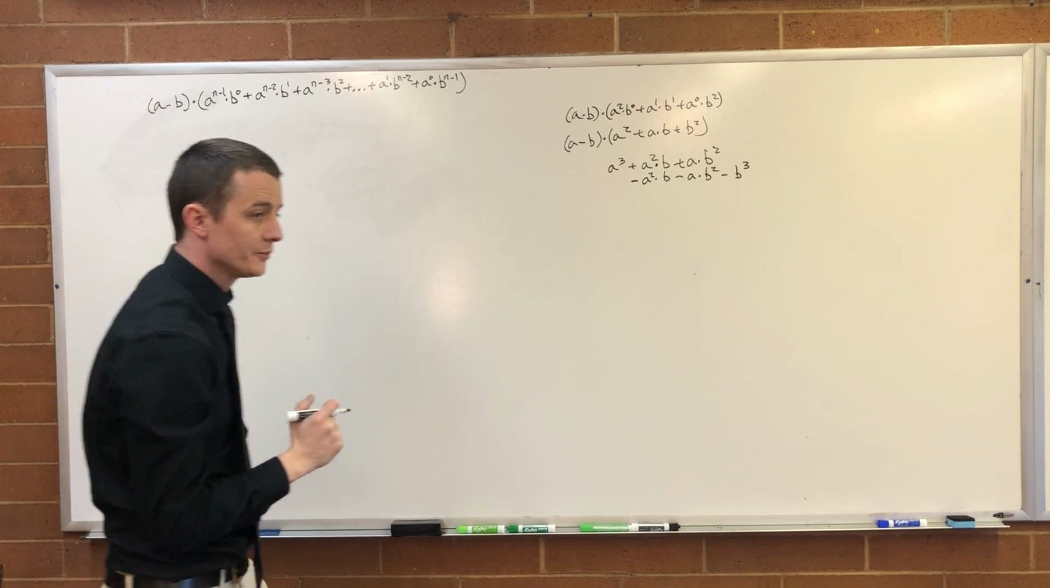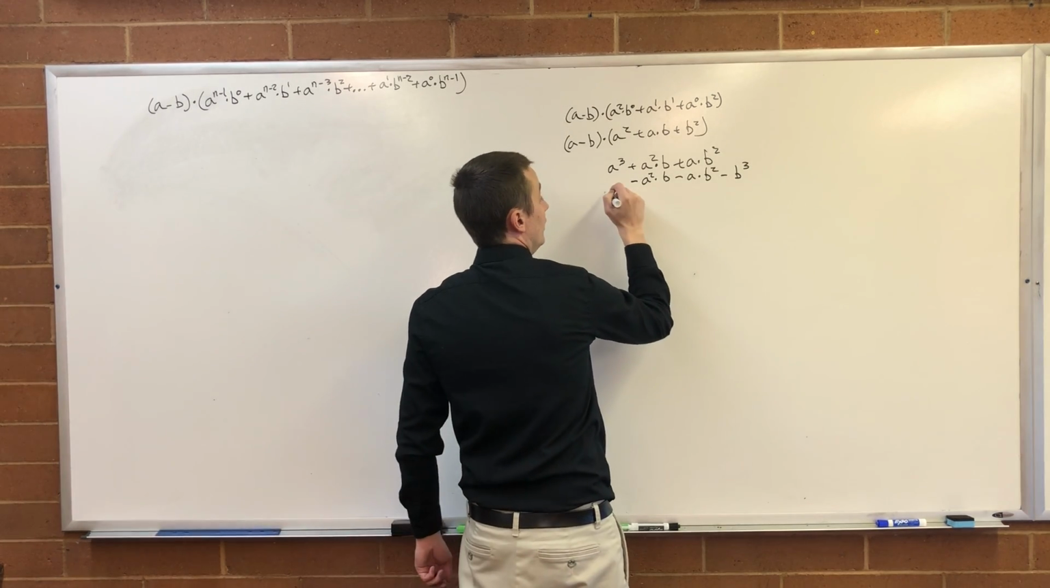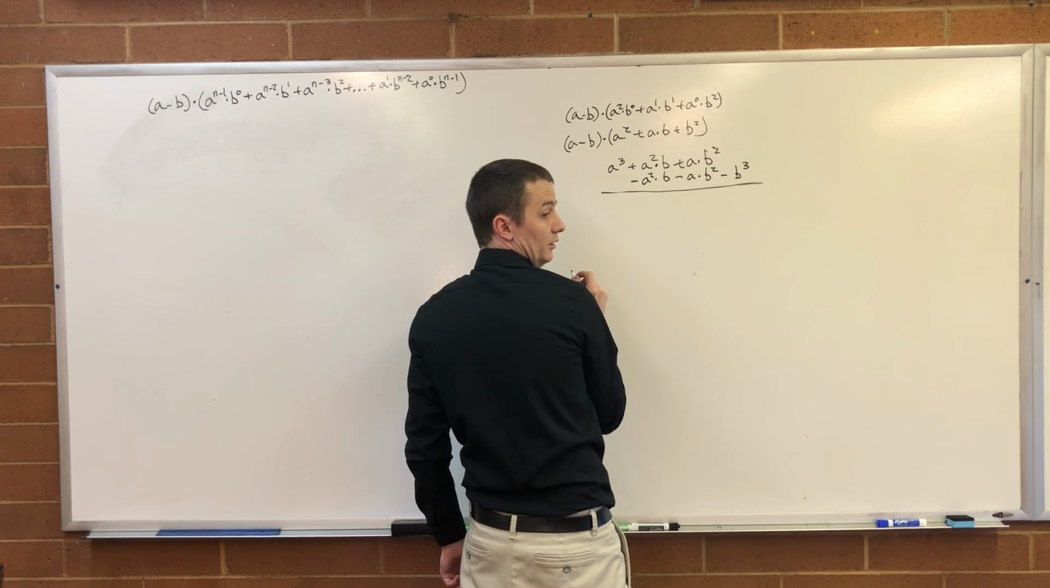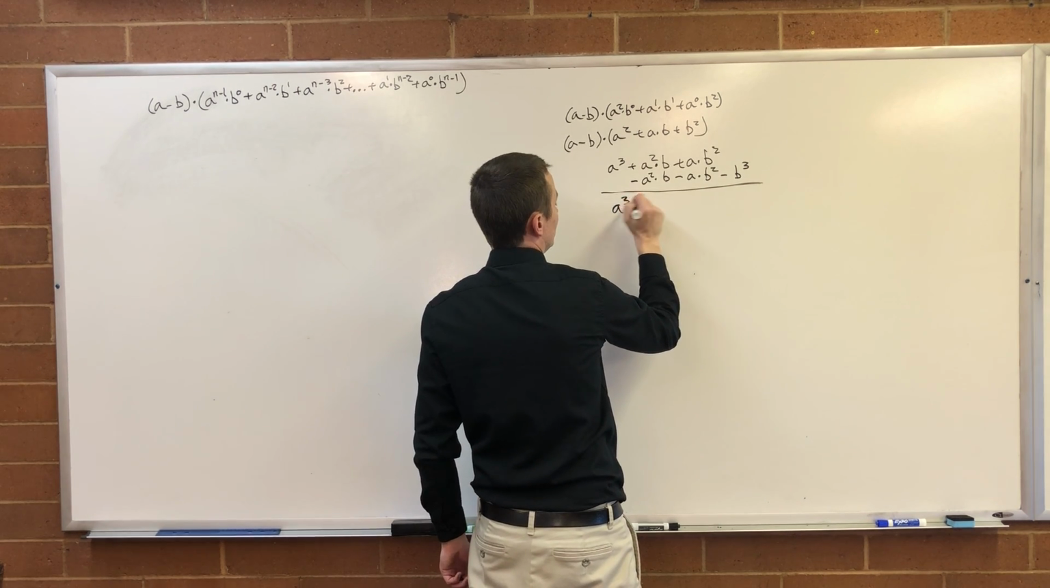You see all that? Now, add all those together, what do we get? A cubed minus b cubed. A cubed minus b cubed.